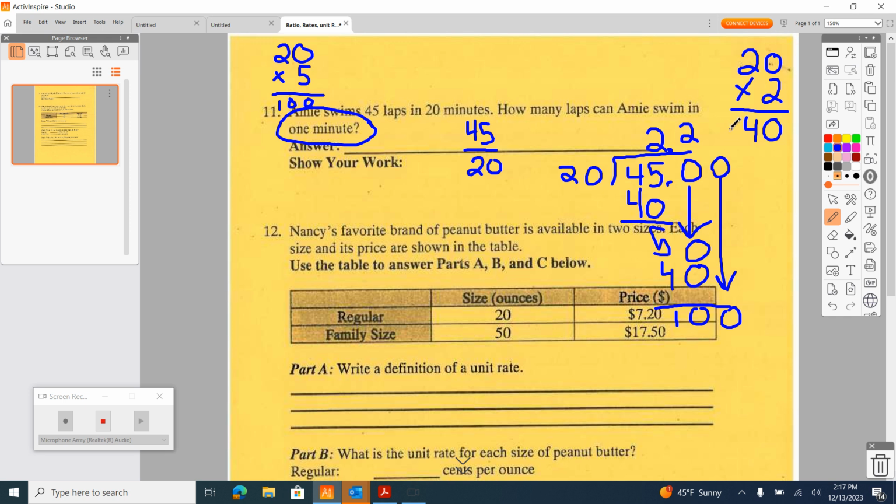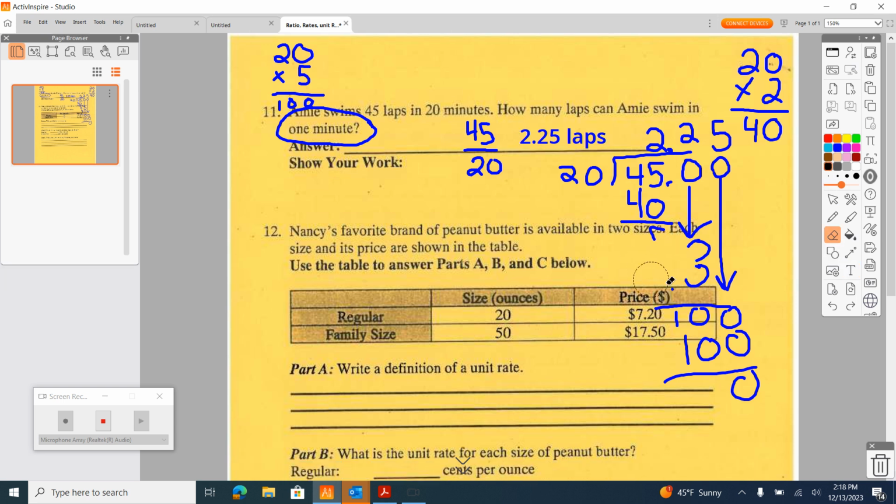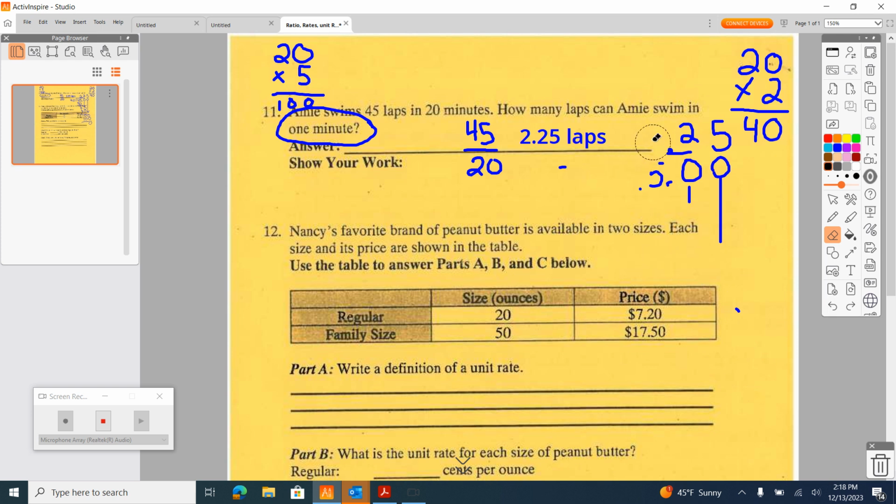So my next step is multiplying. I have to put the 5 over here. 5 times 20 is 100. Nothing remains. So let's text this. My answer is, how many laps can Annie swim in 1 minute? She can swim 2.25 laps in 1 minute. Okay? Now for my next trick, I'm going to erase all of this so that there's room here for the next problem.